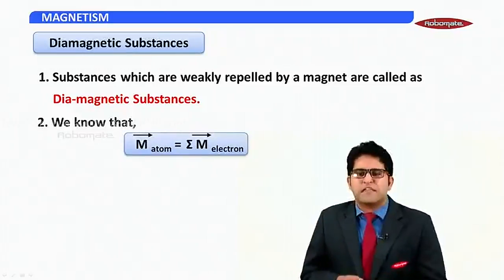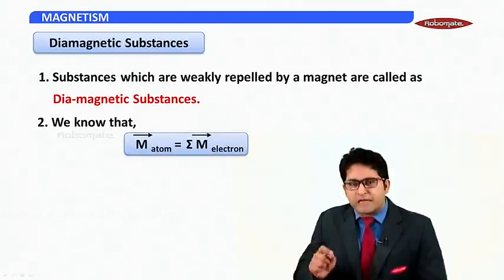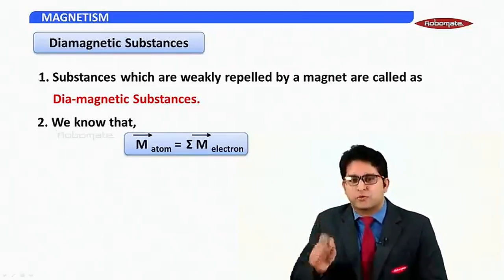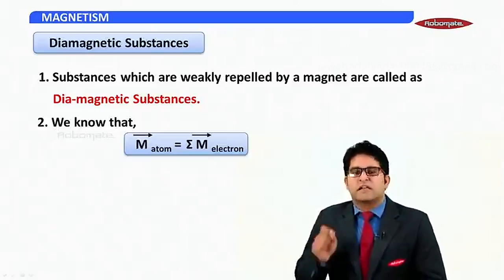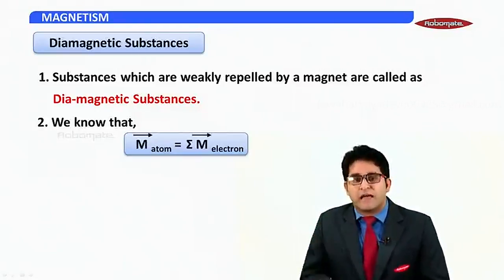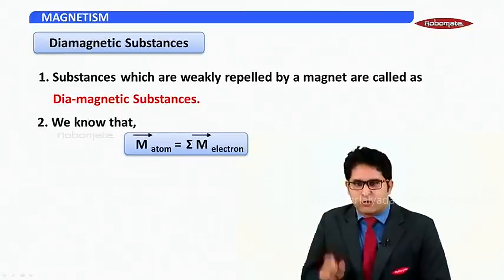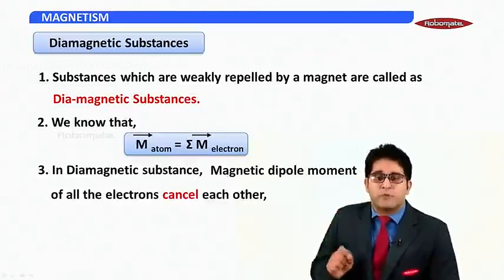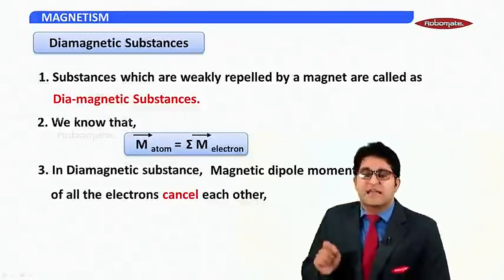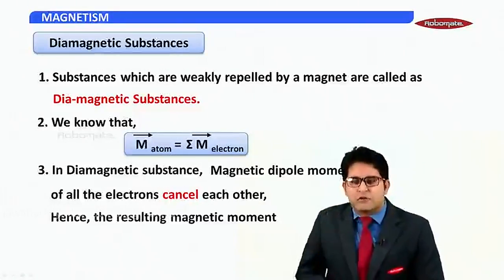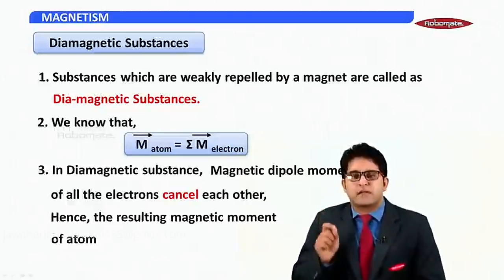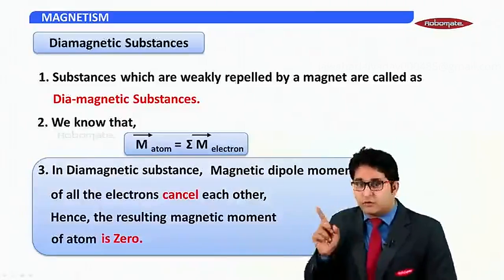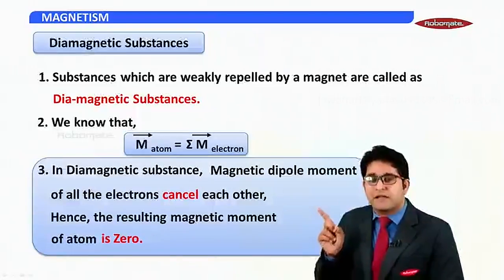Now what happens in case of diamagnetic substances? Magnetic dipole moment of all the electrons cancel out each other, as a result of which net magnetic moment of a diamagnetic substance is equal to 0. Or I can say in a diamagnetic substance, magnetic dipole moment of all the electrons cancel each other, as a result of which resulting magnetic moment of the atom is equal to 0. Right? Now students, this is a very important point, kindly note it down.